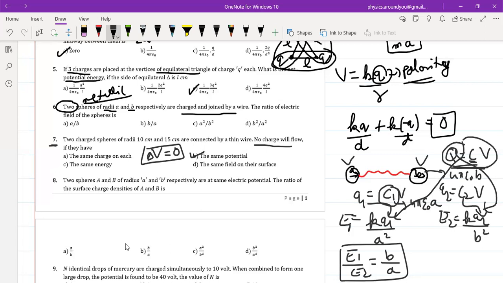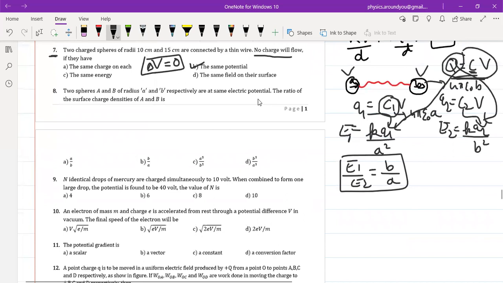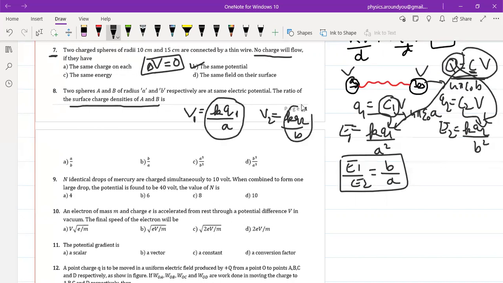Now question number 8. In question number 8, there are two spheres, A and B, respectively, at the same electric potential. What is the ratio of surface charge densities of A and B? Fine. So what I'm going to do is, we know potential of a sphere is always equal to KQ by R. Potential of the first sphere is going to be V1 equals KQ1 by A. Second sphere is going to be V2 equals KQ2 by B. What I understand is both of them are at the same electric potential. So this and this expression should be the same. So Q1 by A should be equal to Q2 by B.